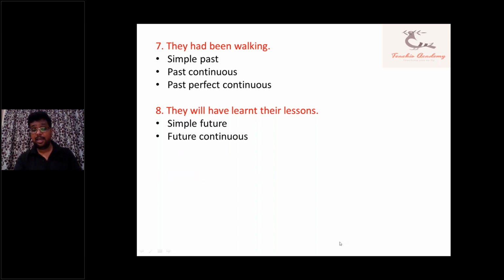Will is future. Will have learned. This is future perfect. Emma, you are right. Sahila, you are right. Pinky, beta, you are wrong over here. Ponder over it once again and let me know as to what your answer is. Pinky, I want the correct answer from you.